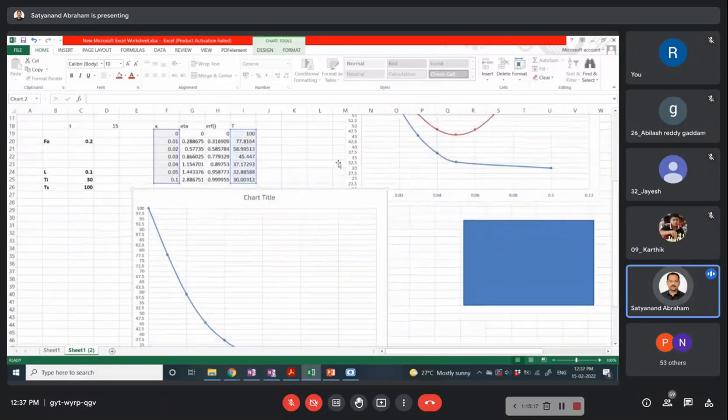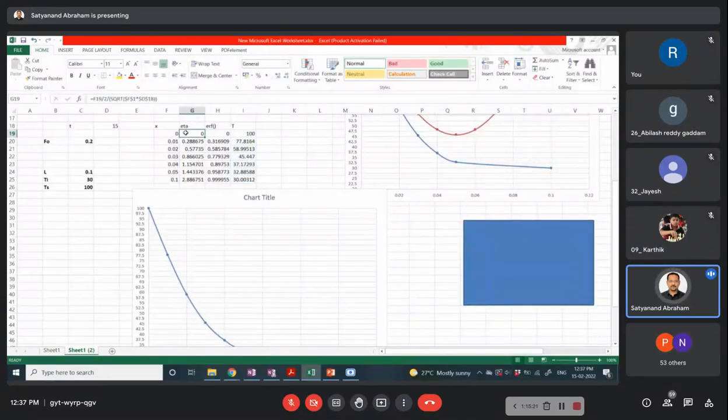So it is just a function of the error function, or a function of eta, or theta is now a function only of eta. Therefore we get only one single curve. And with that single curve, we can find the temperature variation, or see the variation at any particular x or at any particular time also.